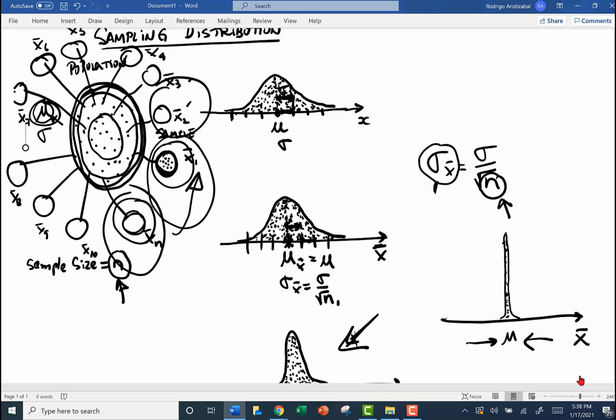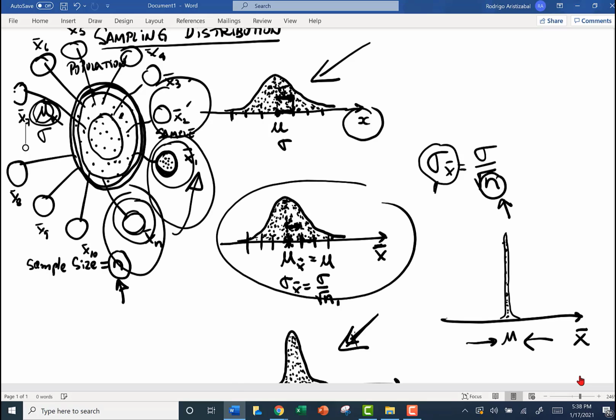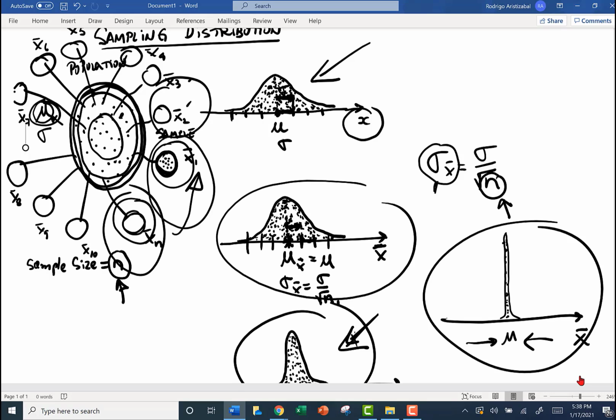But we did this analysis assuming that the individual values follow a normal distribution. Here, points represent individual values, but in that distribution and in this distribution and in this distribution, points represent samples of size n. What happens if the population individual values are not normally distributed?